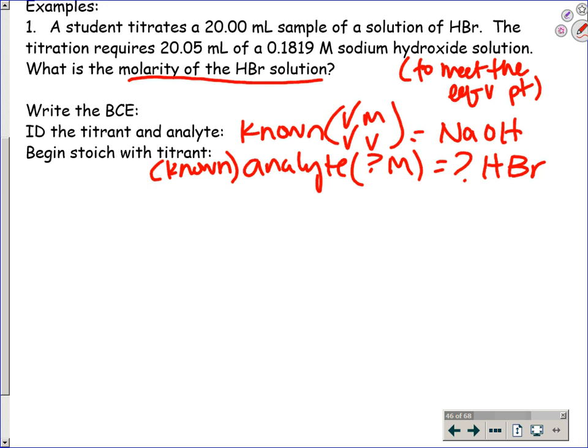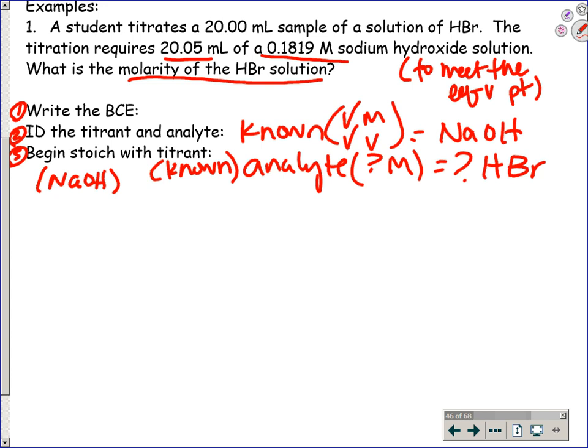The known. Who's the known here? Sodium hydroxide, because that's the one we know both the volume and the molarity for. So we want to begin stoich with NaOH. I skipped this first step because I wanted you to analyze the problem first, but this is a step-by-step process. So we want to write a balanced chemical equation out first.